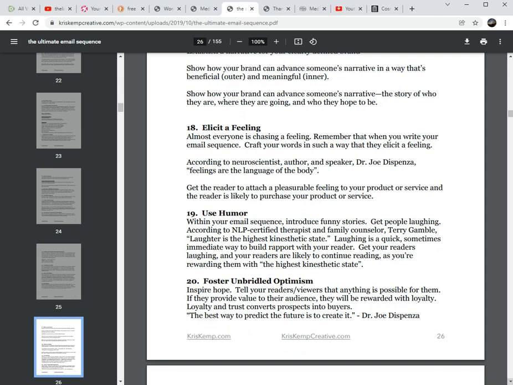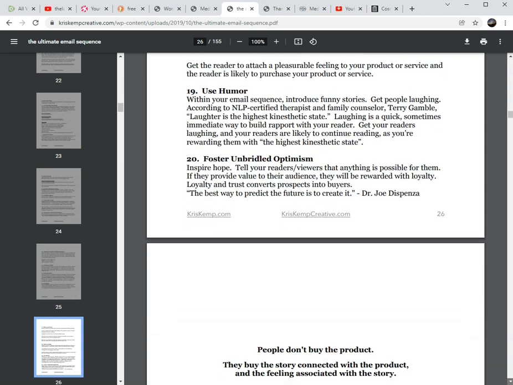Number 20, foster unbridled optimism. Inspire hope. Tell your readers or viewers that anything is possible for them, almost anything. If they provide value to your audience, they will be rewarded with loyalty. Loyalty and trust converts prospects into buyers. The best way to predict the future is to create it. According to Dr. Joe Dispenza, the best way to predict the future is to create it.